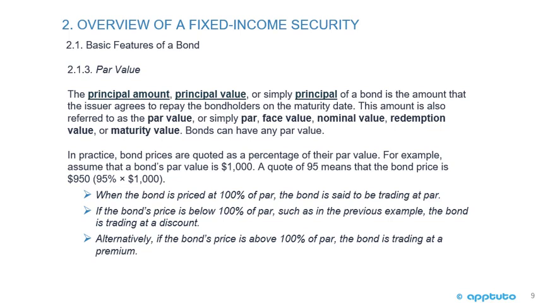When the bond is priced at 100% of par, the bond is said to be trading at par. If the bond's price is below 100% of par, then the bond is trading at a discount. Alternatively, if the bond is priced above 100% of par, the bond is trading at a premium. Don't forget, we did a pretty good job back in the accounting section when we had to determine the initial recognition, initial measurement, and subsequent measurement of bonds. We covered all the accounting for a bond that is issued at par, at a discount, or at a premium. So this should not be new to us.